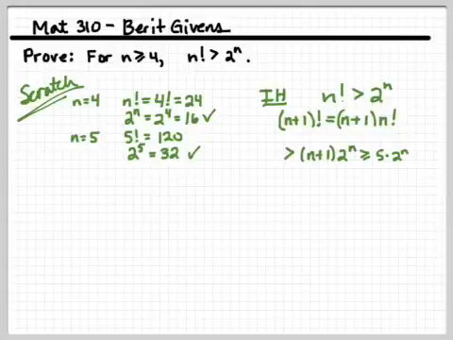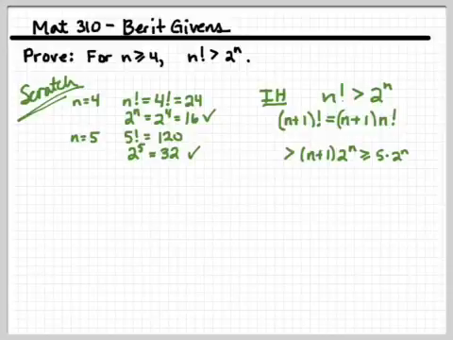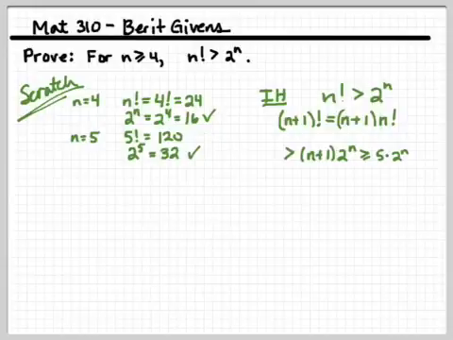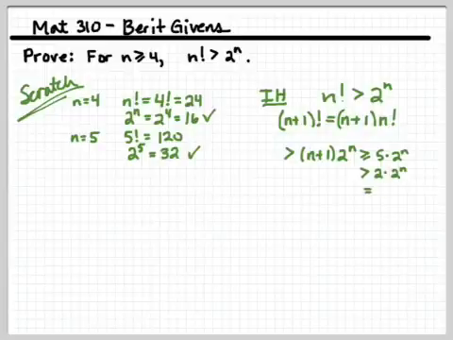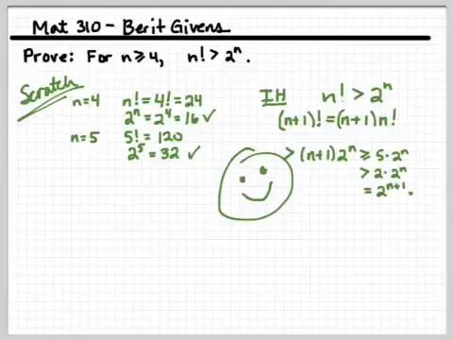Now, I don't want 5 times 2 to the n, I want 2 times 2 to the n. But luckily these things don't have to be equal, it just has to be greater than, and 5 is greater than 2, so that's fine. So I can say 5 times 2 to the n is greater than 2 times 2 to the n, but 2 times 2 to the n is exactly what I want. And so, yay, I'm happy.